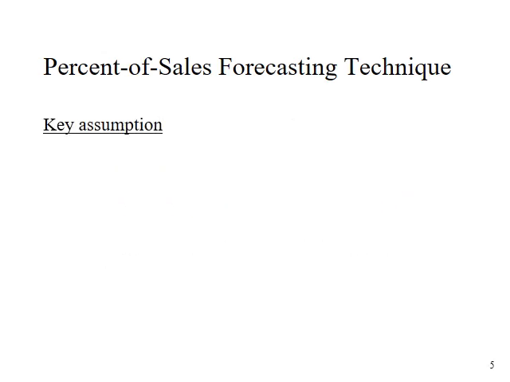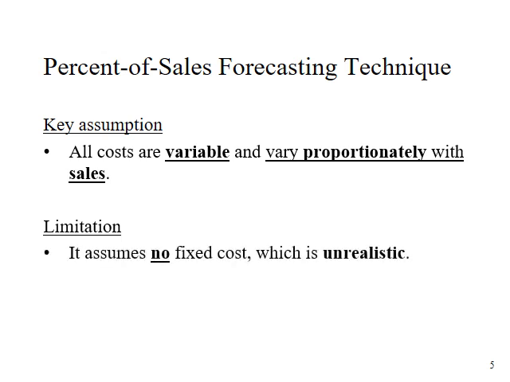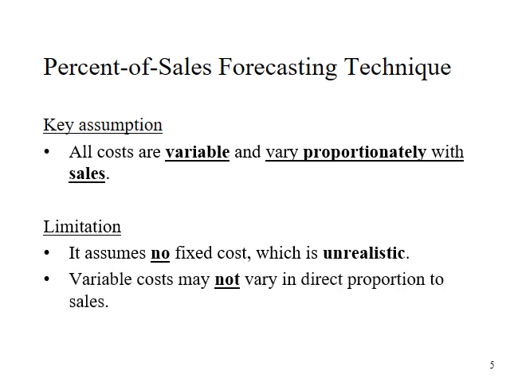The key assumption of this method is that all costs are variable and vary proportionally with sales. Limitation is that it assumes no fixed cost, which is unrealistic. In addition, variable costs may not vary in direct proportion to sales in the real world.